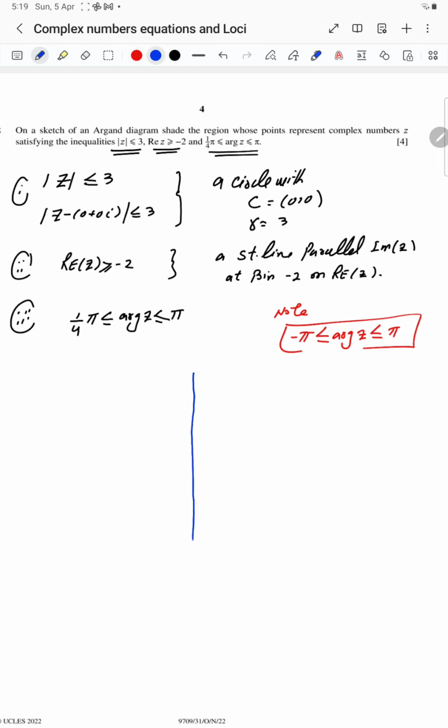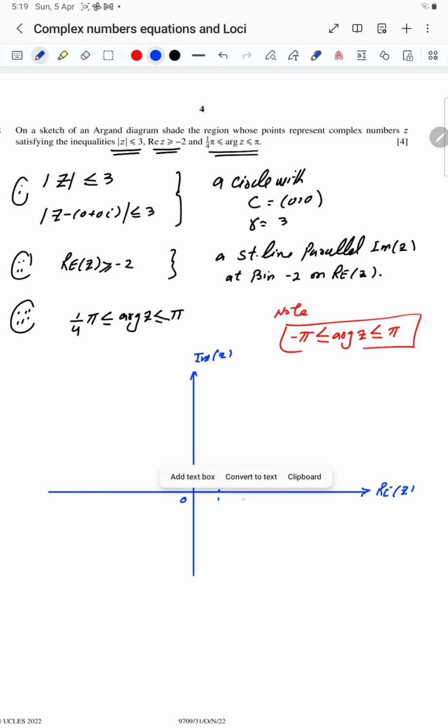So I will sketch the Argand diagram first here. This is real of z, imaginary of z, and the same goes on either axis, positive and negative. So suppose we have here 1, 2, 3, 4, 5.